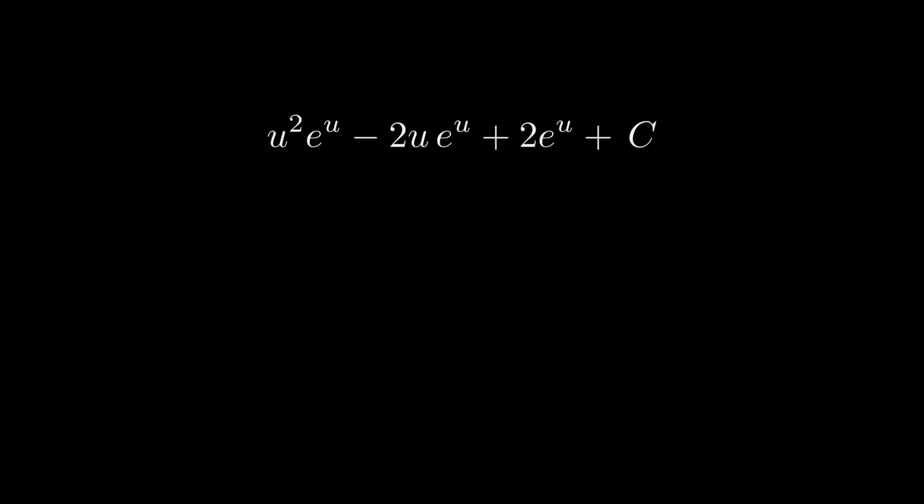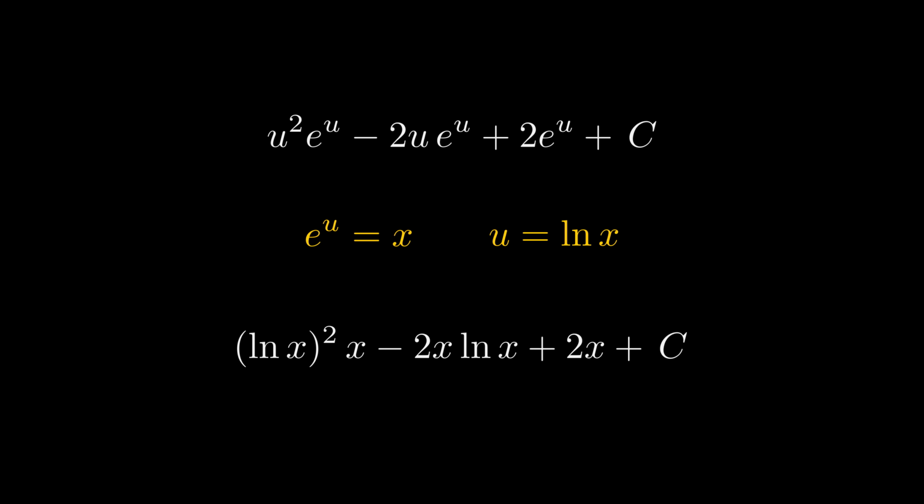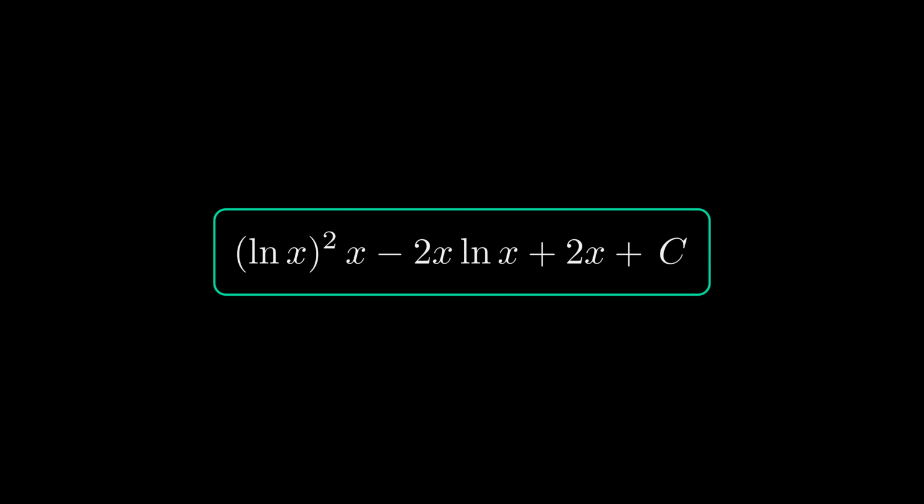One last move. u was never the real variable. It was a disguise. So unmask it. Every e^u is just x, and every u is the log we started with. Swap them back, tidy it up, and there it is. From a log we couldn't even touch to three terms any student can differentiate. Box it. Done.